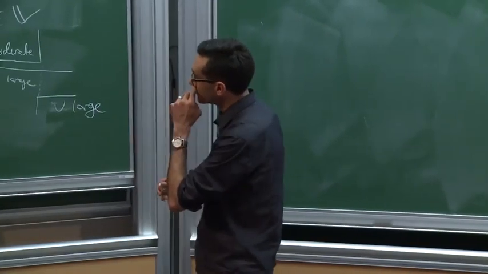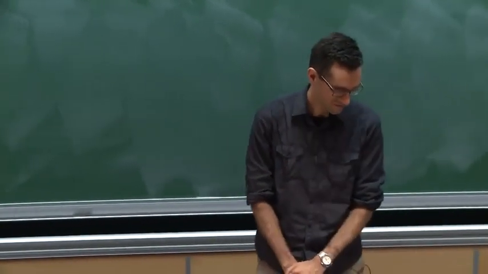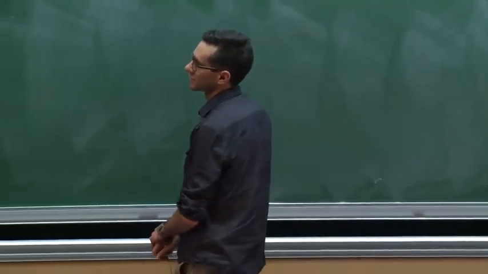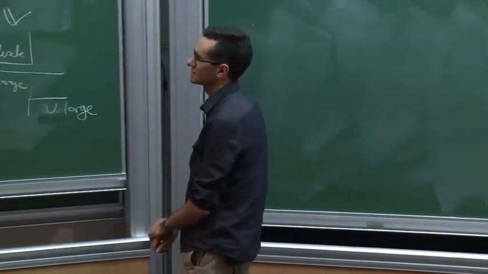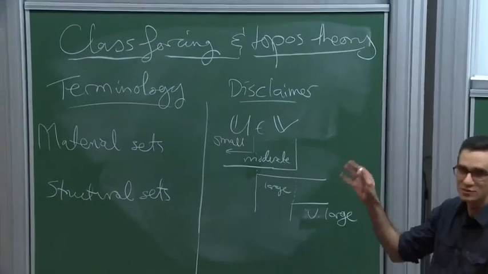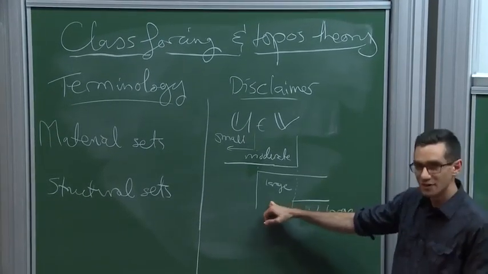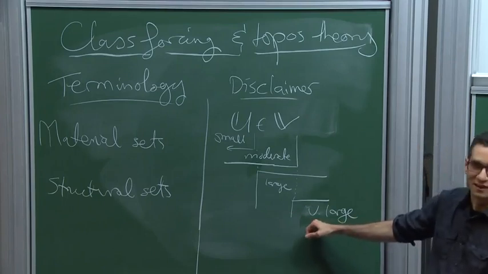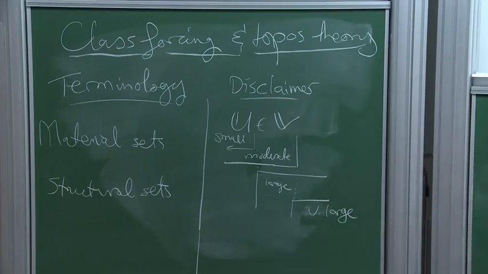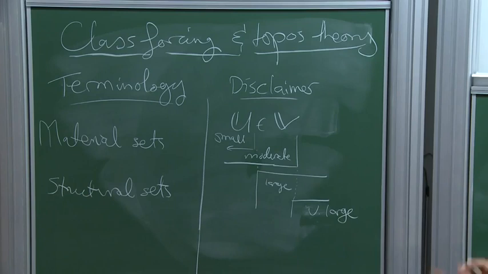Okay, so I have some terminology and a disclaimer. There were references to universes and so forth earlier in the week. If you like, take two universes, U inside V. Things in U will be small, things in V will be moderate. Anything not in U will be large, anything not in V will be very large. I won't refer to this again because it's in the background and sometimes you can dispense with it totally, but if it makes you feel more comfortable, take it.